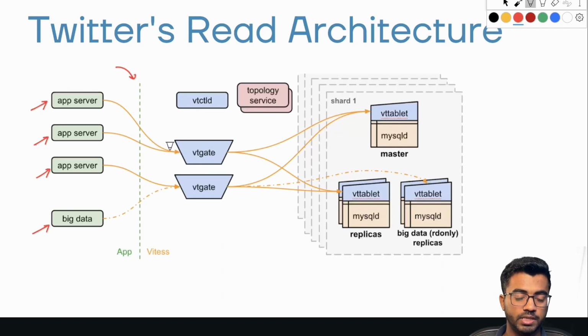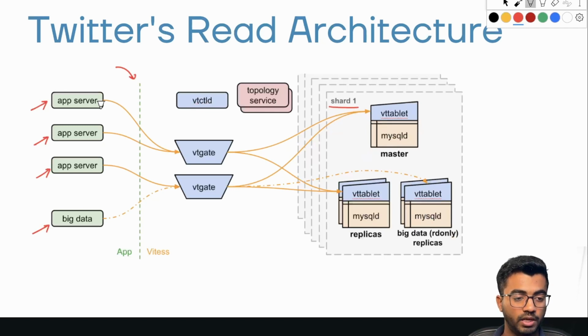This VT-Gate, which I told you serves as a gateway for these requests to reach the particular VT tablet. That means the VT-Gate, with the help of this topology service, knows that we need to reach shard 1 because this information might be available in shard 1, and it fires this request to the corresponding VT tablet. This is replicated: this is the master, these are the replicas, and these are the read-only replicas.